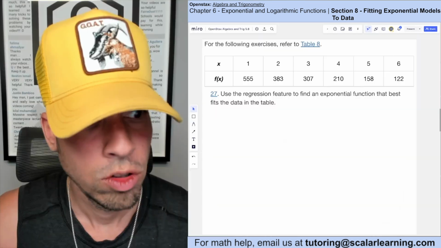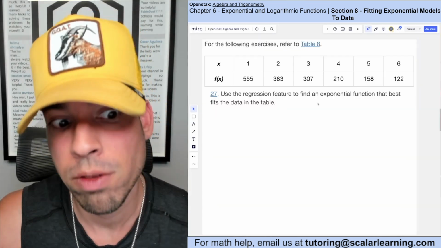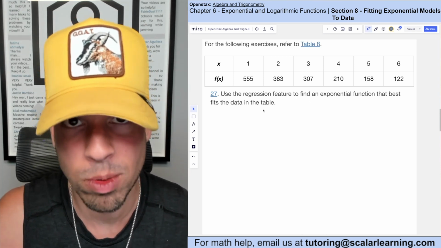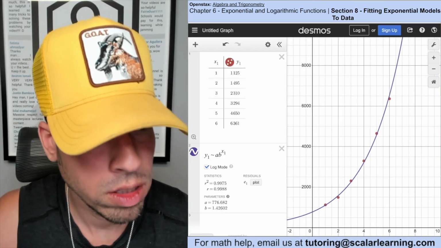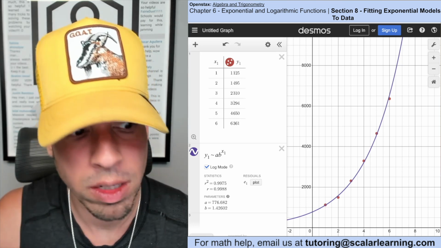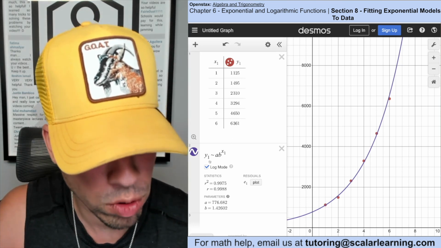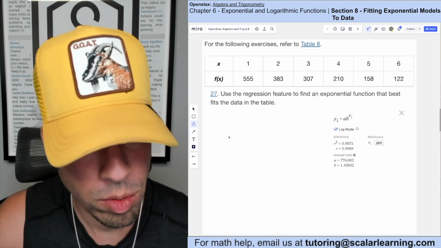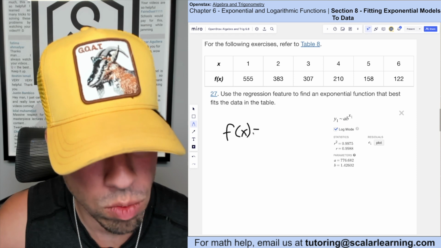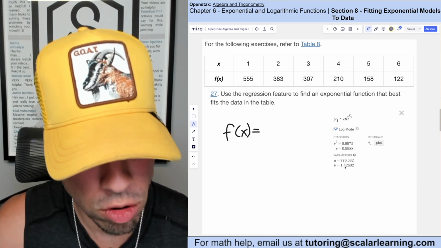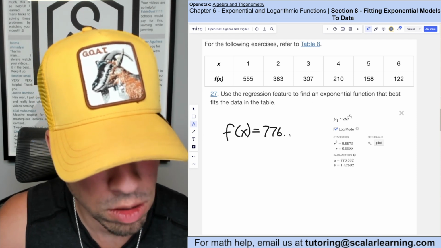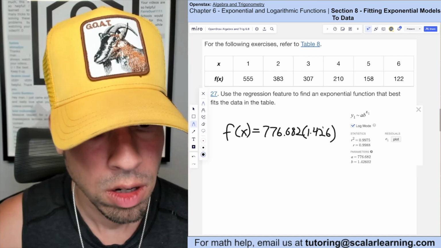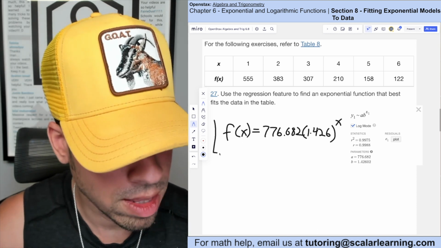Boom, done. So for number 27, it says use the regression feature to find an exponential function that best fits the data in the table. So to do that, we're going to use Desmos. So check it out. So here we've plotted all the data 1, 2, 3, 4, 5, 6 with the corresponding y values. And then we've run it through this regression for the exponential, and it gives us the following constants. So let's plug and chug. So now as we enter this, it's the function equals, and then for that leading term A, it's 776.682. And then the B value is 1.426. And all of this to the x power. That's how you do it.